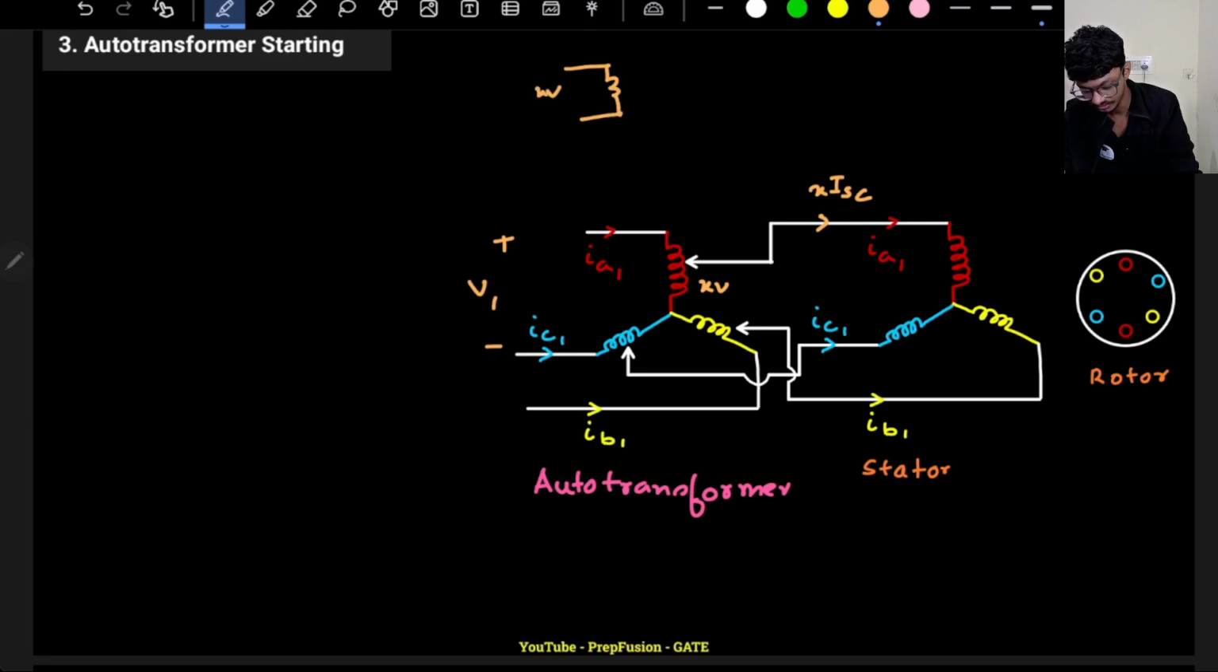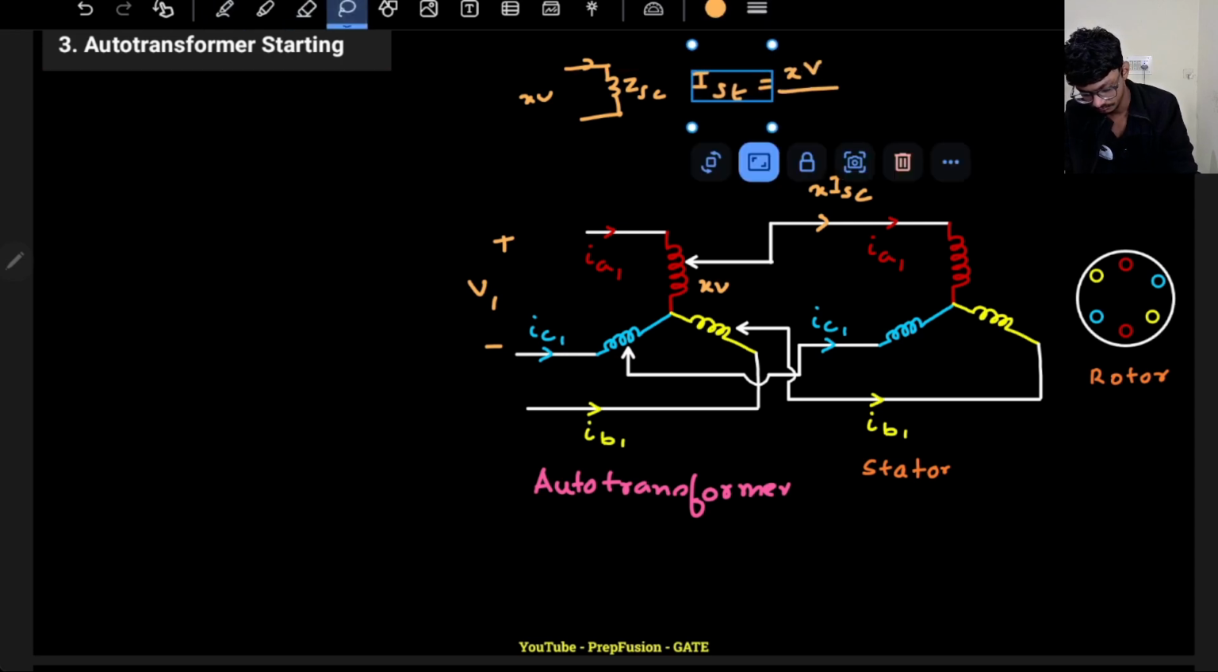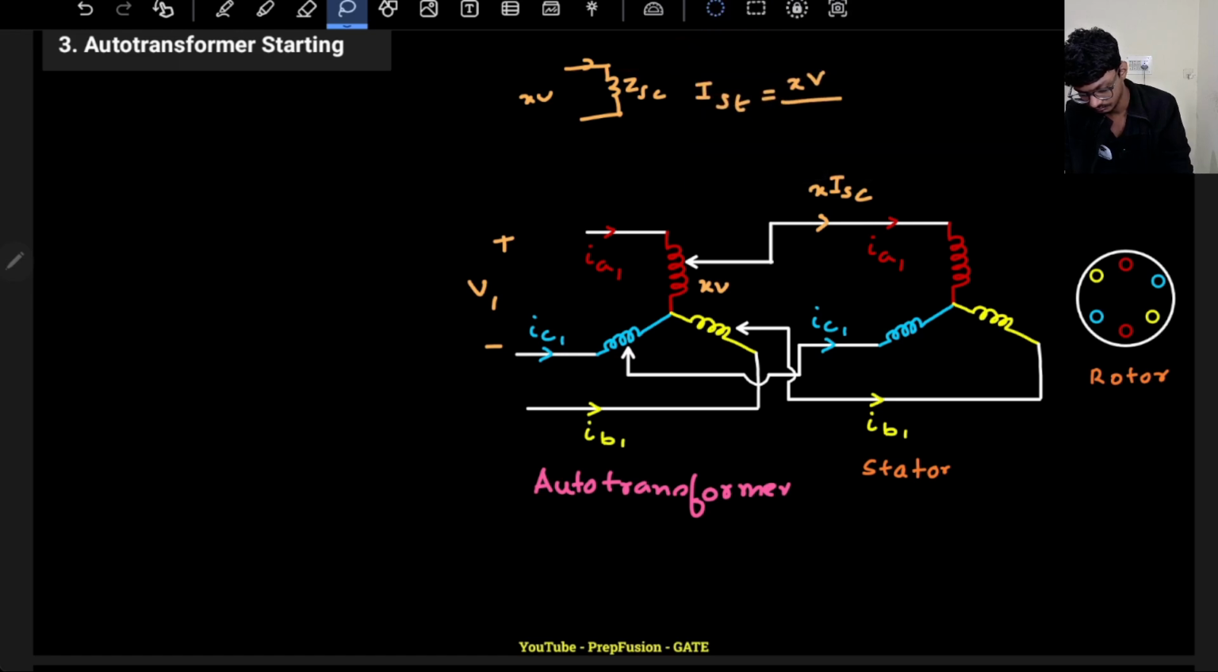and I am applying a voltage XV. What will be the current? The starting current will be, as the impedance is ZSC, XV divided by ZSC. So it is basically X into ISC. This is X into ISC, this is some current IA1.